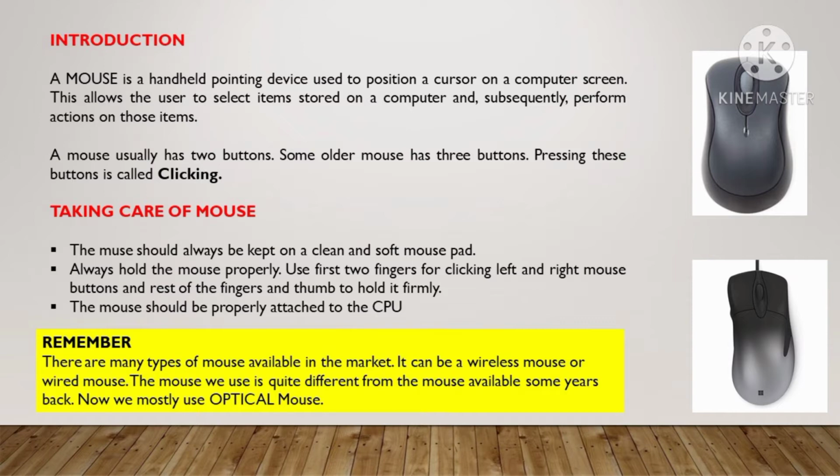Children, all of you know about mouse. What is mouse? Which device it is? Input device or output device? It is an input device. Why do we use mouse? We use mouse to point one particular icon or to draw images in paint. Now let us see how the mouse is working.